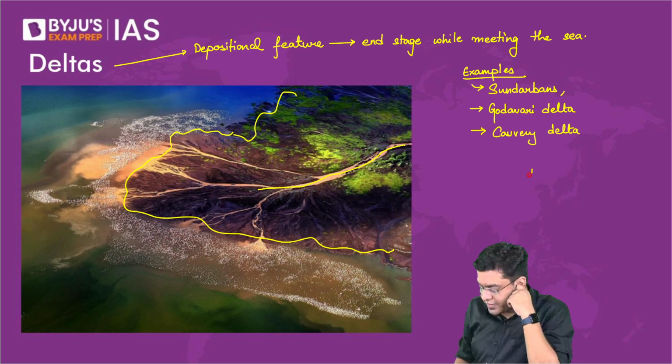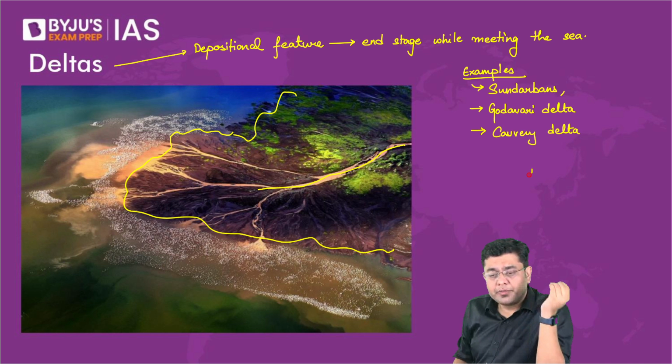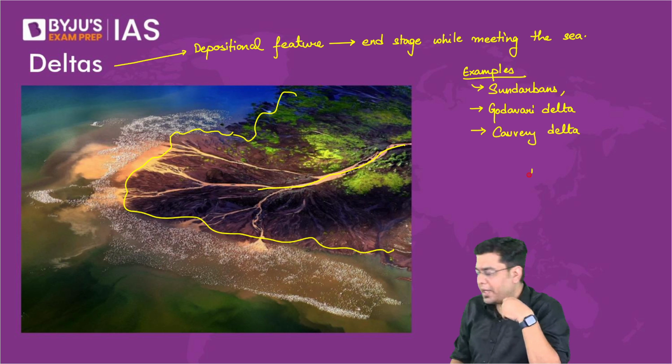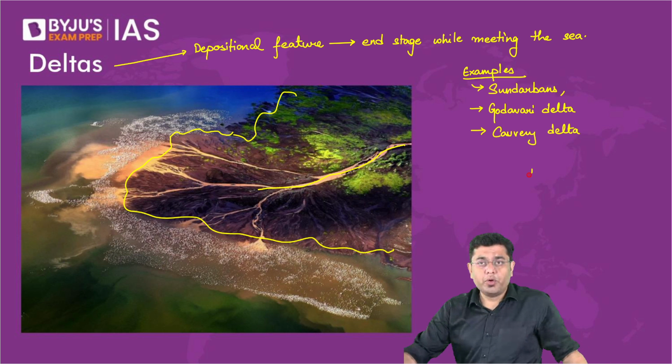Okay? Delta and alluvial fan is same. How did you reach this conclusion that delta and alluvial fan is same? Obviously, they are not same. One is formed in the youthful stage, other is formed in the end stage. Just because the shape is same does not mean they are the same things, right? Many things are same as per the shape, but they are very, very different. An orange is different from an apple and so on.